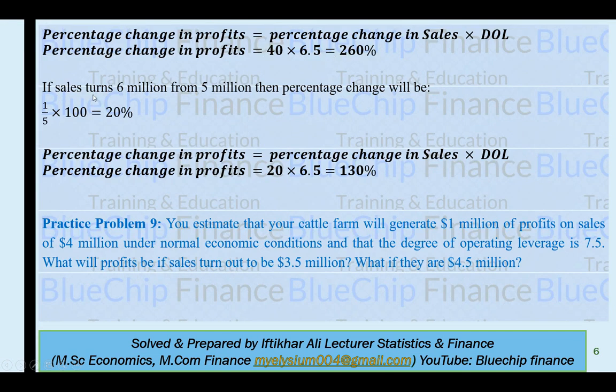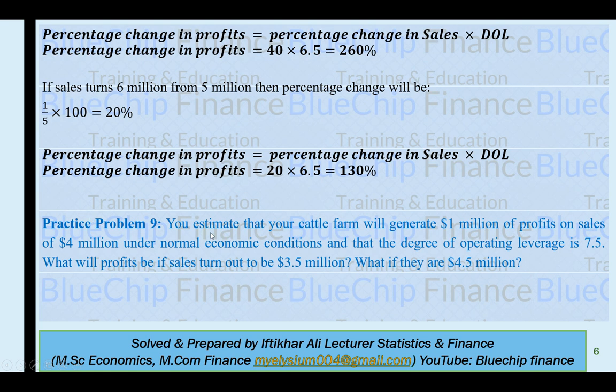And when your sales turn to 6 million from 5 million, then the percentage change will be 1 by 5 multiplied by 100, 20%. And simply put this 20% percentage change in sales multiplied by 6.5, that is the degree of operating leverage, and you will find a 130% increase in your profits. And in this case, a 60% reduction in your profit.